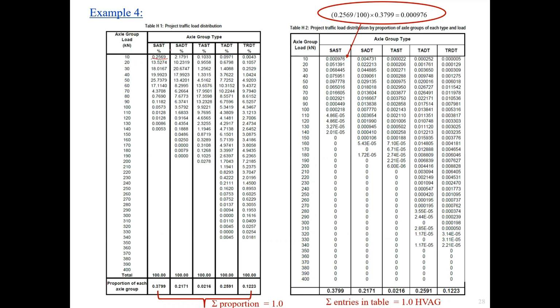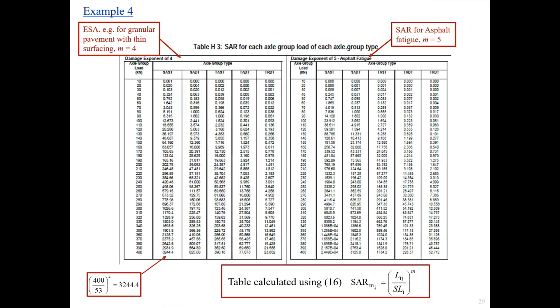0.2569 divided by 100 times 0.3799, and we get a value of 0.000976. Then we are able to calculate the SAR for damage exponent of 4, 5, 7, and 12 according to equation 16. For granular pavement with thin surfacing, M equals 4. For asphalt fatigue damage, M equals 5.